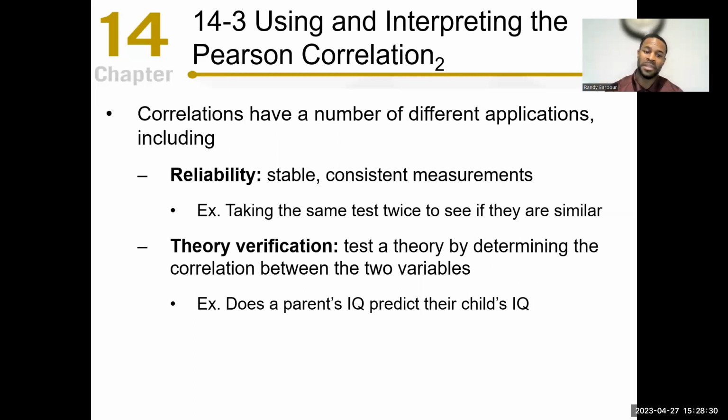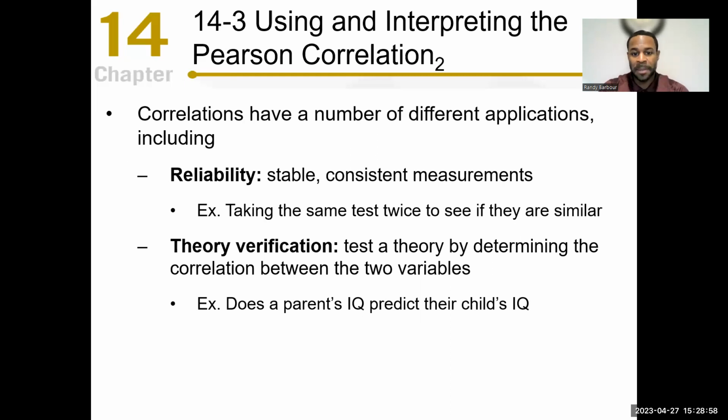Right? And then also the last thing is theory verification. You want to test the theory by determining a correlation between the two variables. So just like in our previous example, we used time spent studying and academic performance. So now we know that we need to increase opportunities for students to study and encourage students' study skills so that they study more often. And then we know that if they study more often, then their grades will increase.